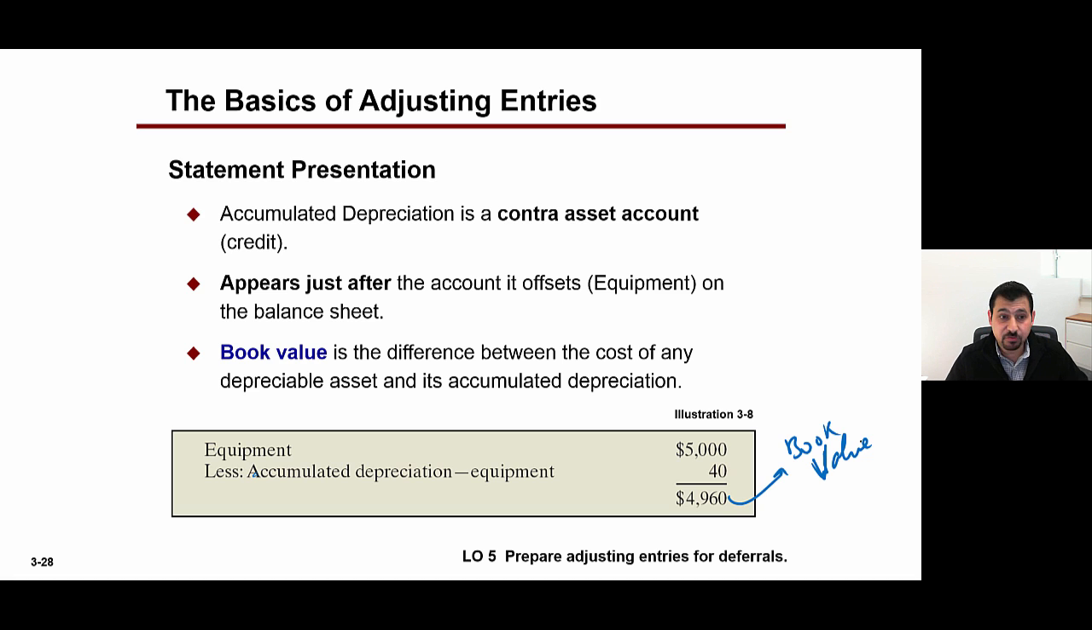Now, this is different from the market value. This is not what the company expects to get if they sell that asset. It is simply the original cost, but after we take into consideration accumulated depreciation over time. And contra assets always show up right after the account that they offset. In this case, it is equipment.